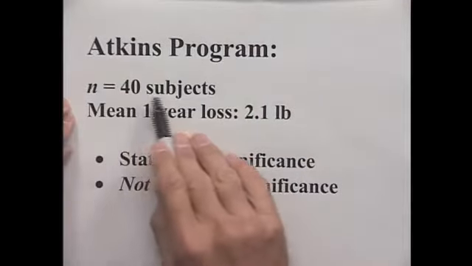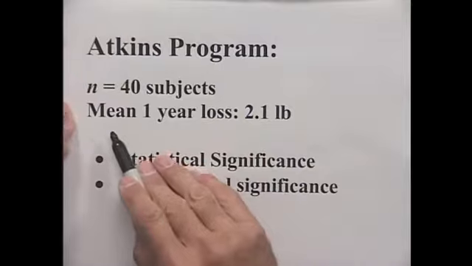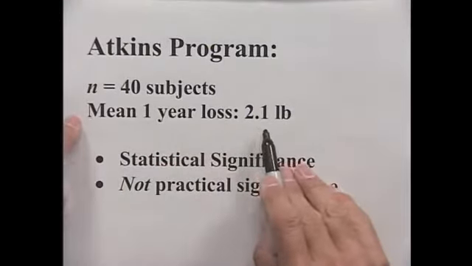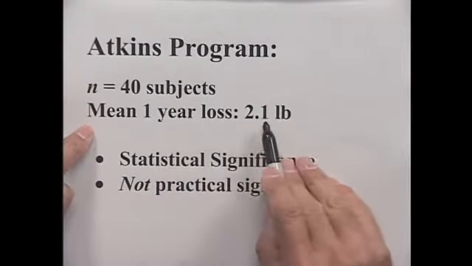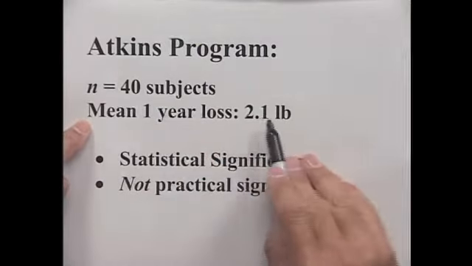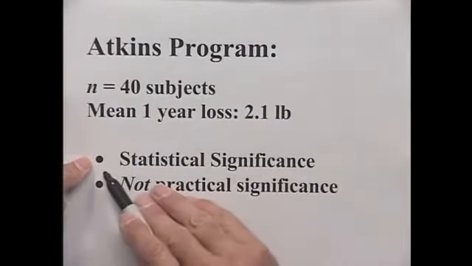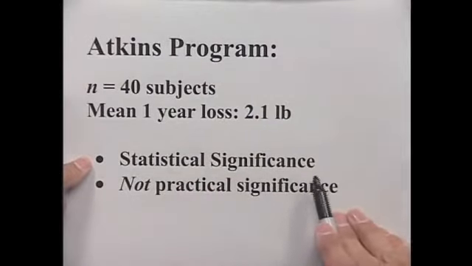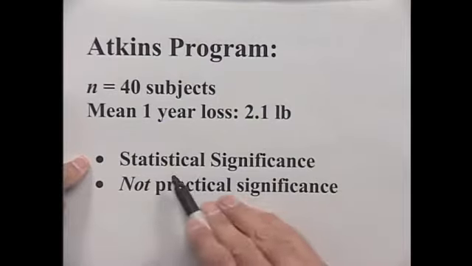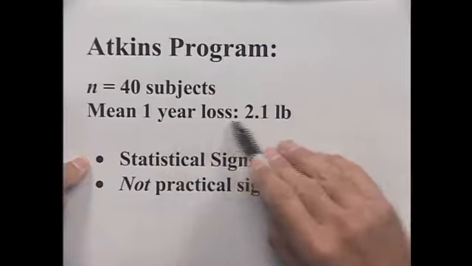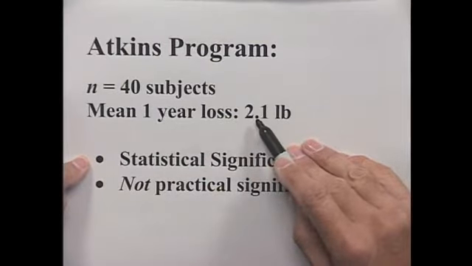We'll look at the Atkins weight loss program. Okay. Here we have 40 subjects. After 1 year on the Atkins weight loss program, these 40 subjects had an average weight loss, a mean weight loss of 2.1 pounds. Now, by using our methods of statistics that you're going to learn about later on, there is statistical significance. They're not likely to lose an average of 2.1 pounds by chance.